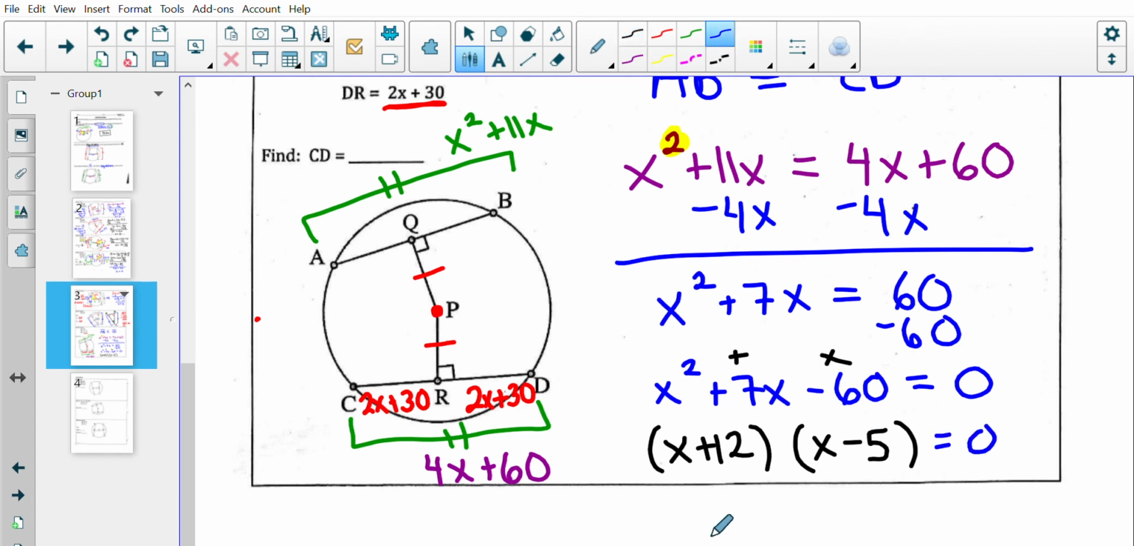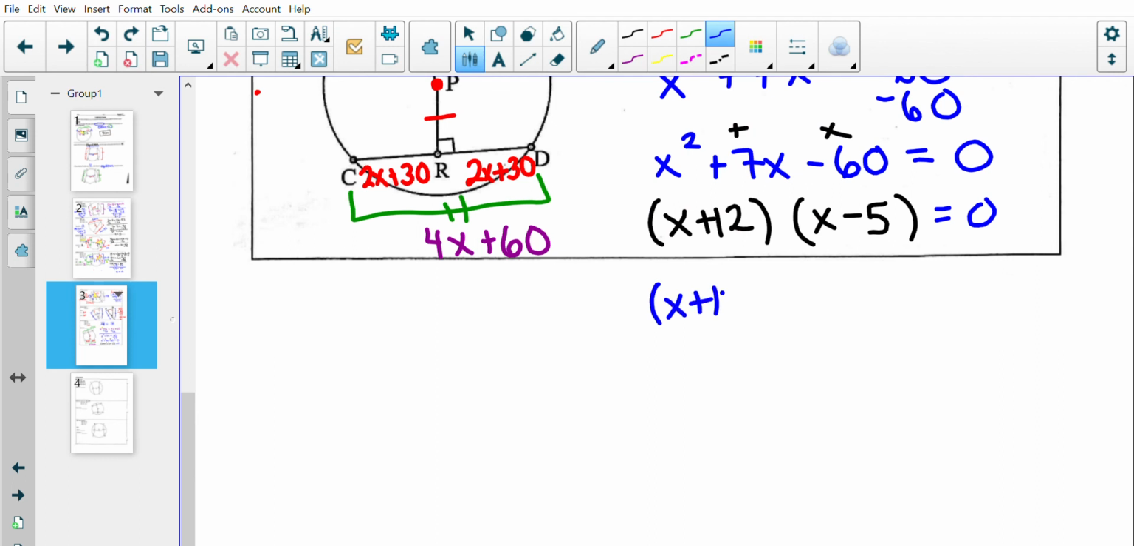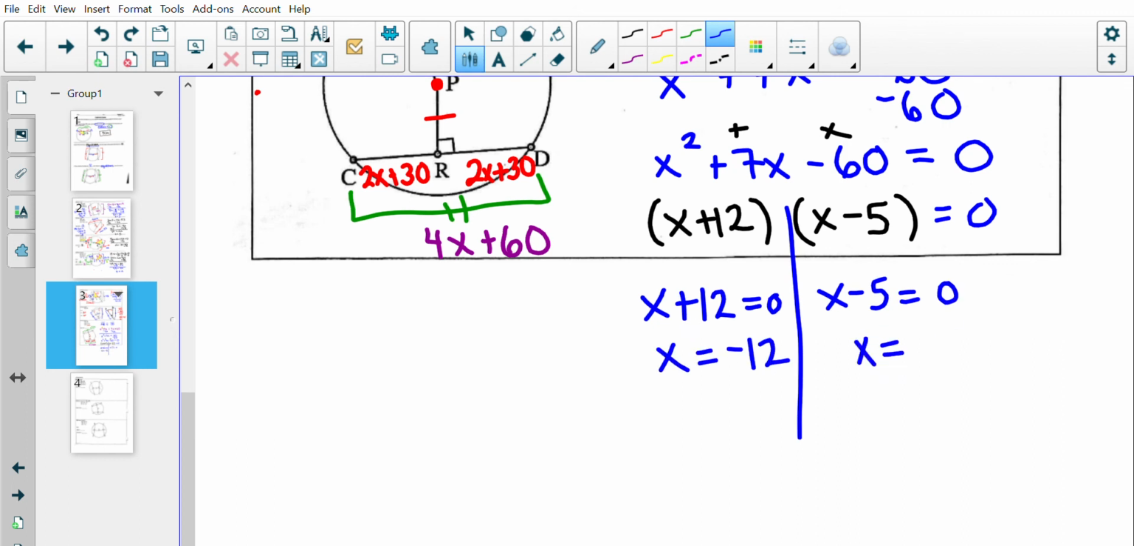We're going to take each one of these parentheses and set it equal to 0. So we have x plus 12 is equal to 0, and x minus 5 is equal to 0. X will equal negative 12, and x will equal 5. Now my question for you is, are we allowed to have a negative x value? And your answer should be, absolutely we are allowed to have a negative x value. What we're not allowed to have is a negative length. And no matter what we plug in, whether it be negative 12 or positive 5, we will not get a negative length. So we are actually going to have two answers.